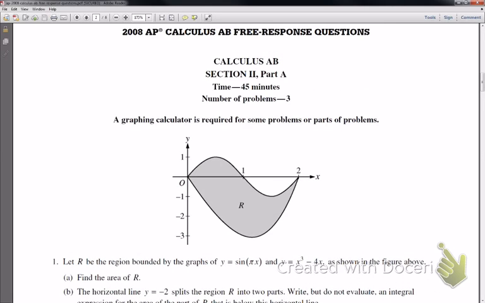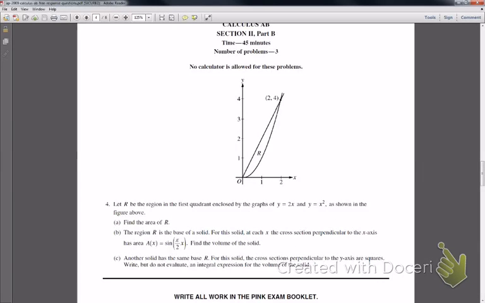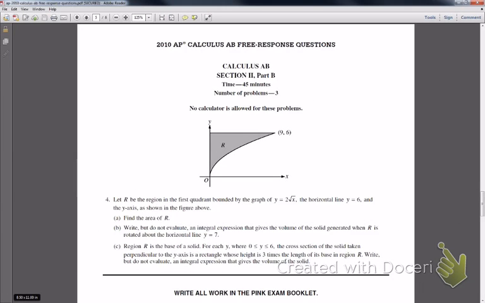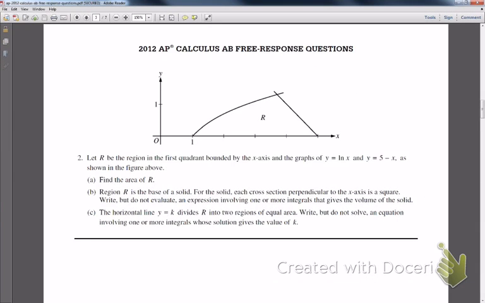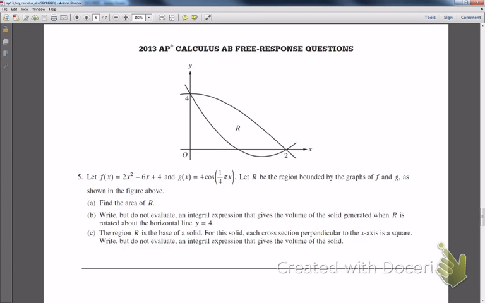2008. Okay, look. Here is 2009. What's the first question say? Find the area of R. Here's 2010. What's the first question say? Here's 2011. What's the second question say? Find the area of R. Here's 2012. What's the first question? Area of R. Here's 2013. First question, find the area of R. Here's 2014.